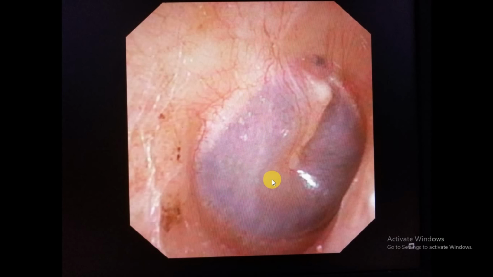They are anterior superior quadrant, anterior inferior quadrant, posterior superior quadrant, and posterior inferior quadrant.